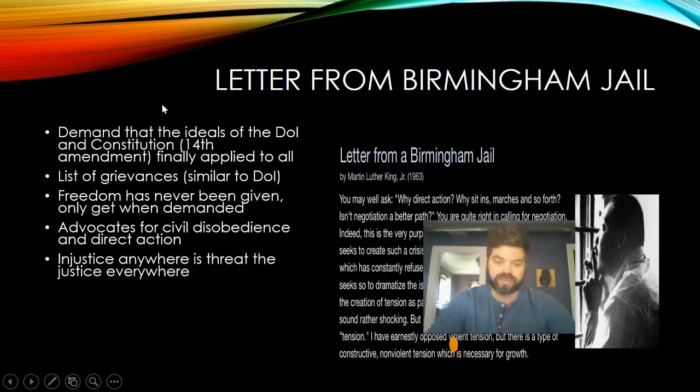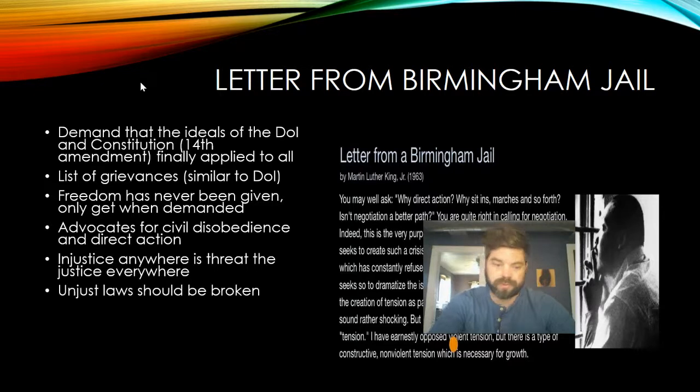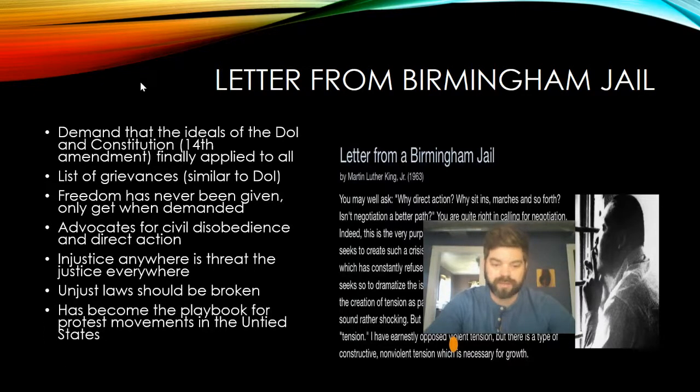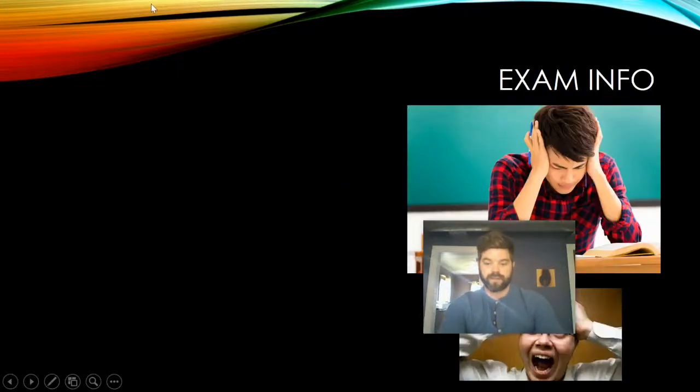Injustice anywhere is a threat to justice everywhere. Another famous quote: unjust laws should be broken. It's become the playbook for the protest movements in the United States. Most nonviolent protest movements use Martin Luther King's tactics as their playbook. So that's the last one.